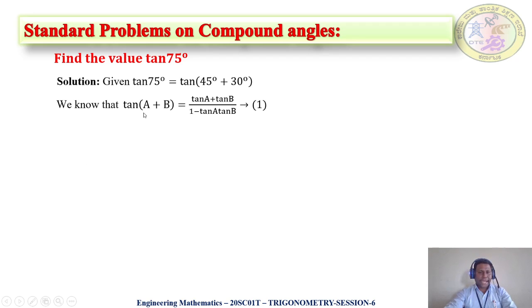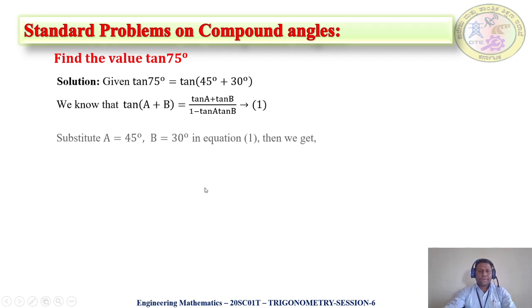And we know that tan of a plus b formula is tan a plus tan b whole divided by 1 minus tan a tan b. That is the formula for tan of a plus b, and that is very well known to you people. So we call this as equation number 1 again.